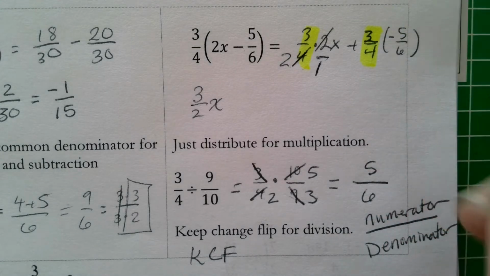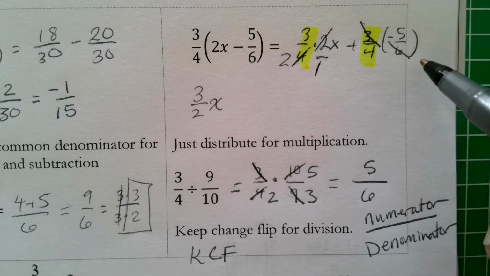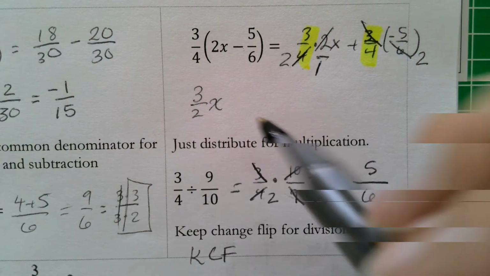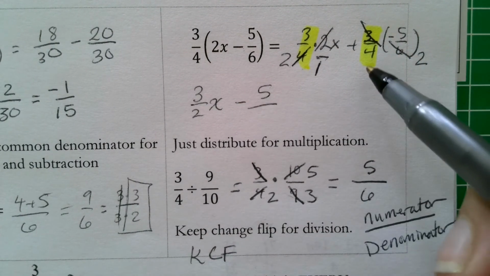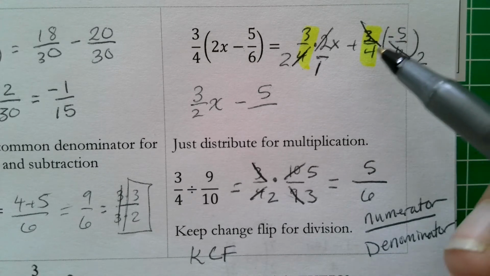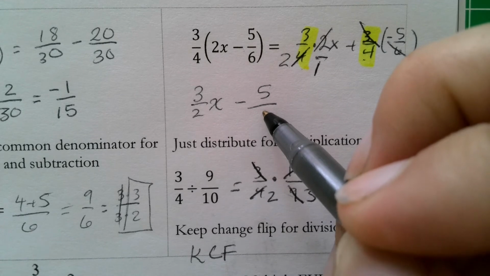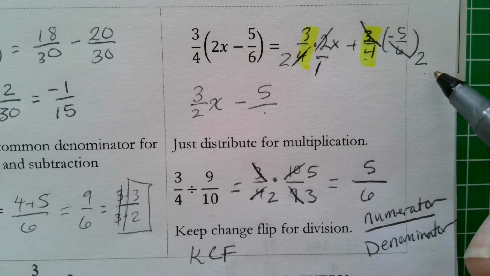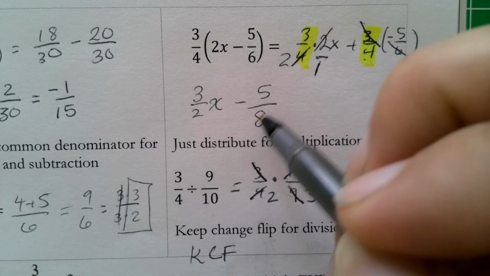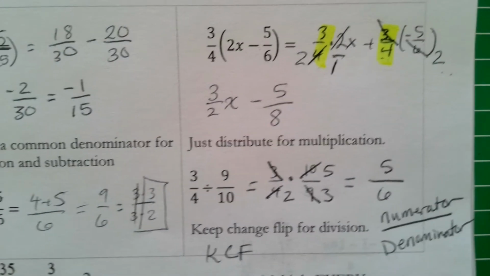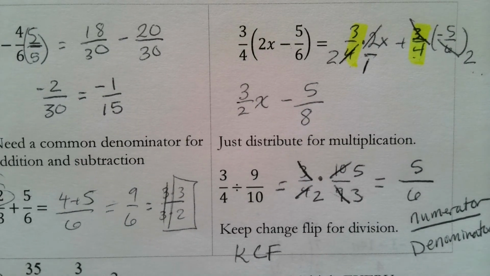What can we reduce? Okay, so 3 is going to be gone. 6 is now a 2. So I've still got minus 5 on top. And what's my new denominator? 4 times 2 is? You're done. So that's just a quick review of skills you're going to need in this unit.